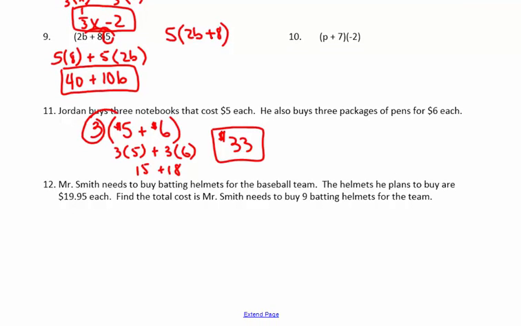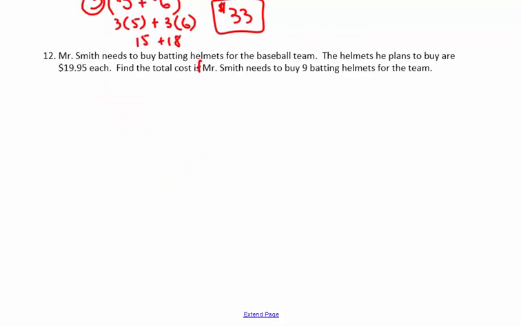Mr. Smith needs to buy batting helmets for the baseball team. The helmets he plans to buy are $19.95 each. Find the total cost if Mr. Smith needs to buy 9 batting helmets for the team. Not sure how I'd use the distributive property for this one. They're $19.95 each, and we're going to multiply that by 9.